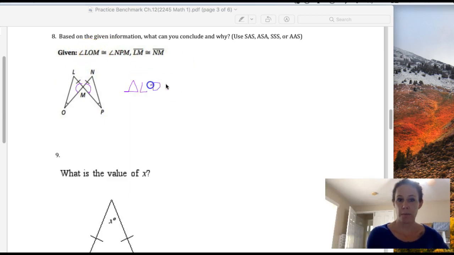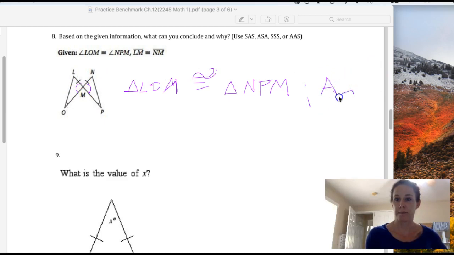So we can conclude that triangle LOM is congruent to triangle NPM, and the reason would be angle, angle, side. And I would say that's true by angle, angle, side. And you're done.